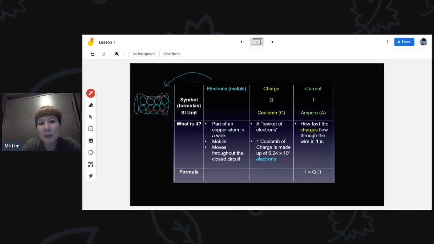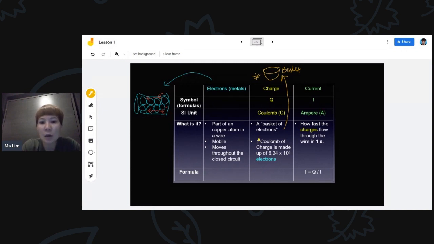Now, we know that there are millions of electrons, so it is not very feasible to study each electron on its own. Therefore, we look at charge. When we talk about charge, we are referring to a basket of electrons, because it is easier to quantify a basket of electrons rather than individual electrons on their own. Now, how many electrons are in each basket? We have talked about this before.